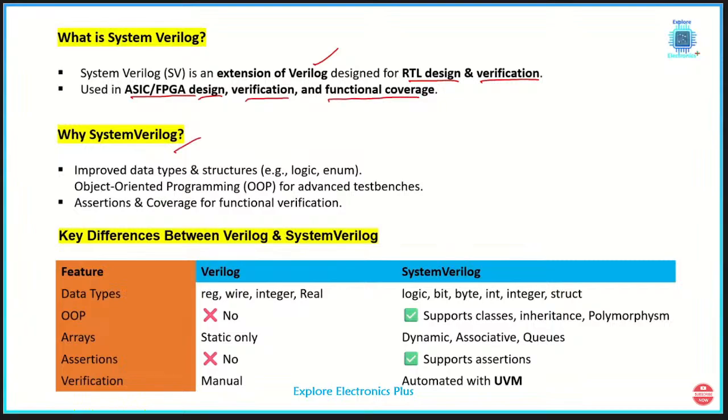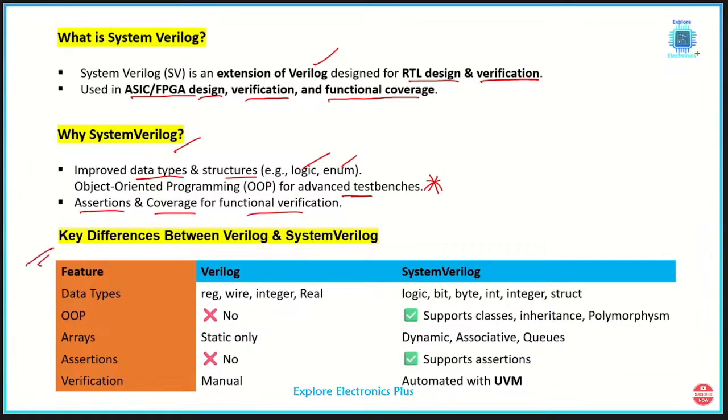Then the question is, why System Verilog over Verilog? System Verilog has improved data types and also structures, for example, logic and enum type. And the very important feature in System Verilog is it supports OOPS functionality, object-oriented programming. This will be helpful in writing the advanced test benches to check the functional correctness of the design, and also allow us to use assertions and coverages for functional verification.